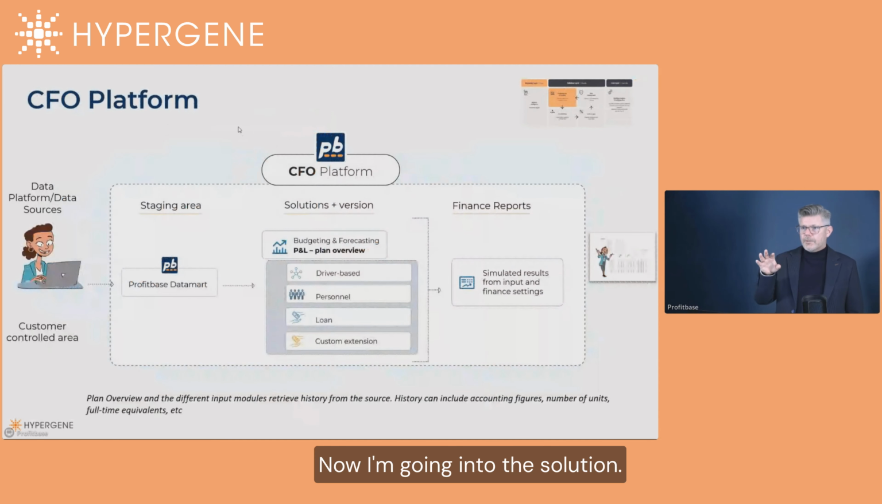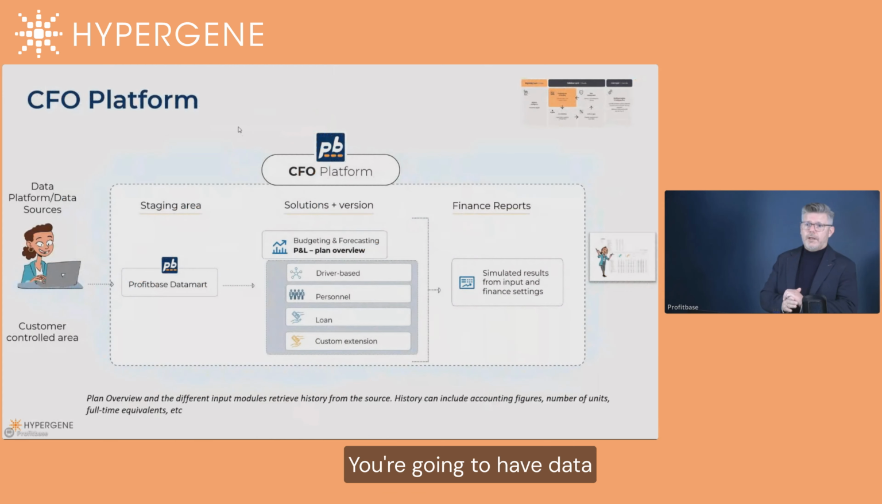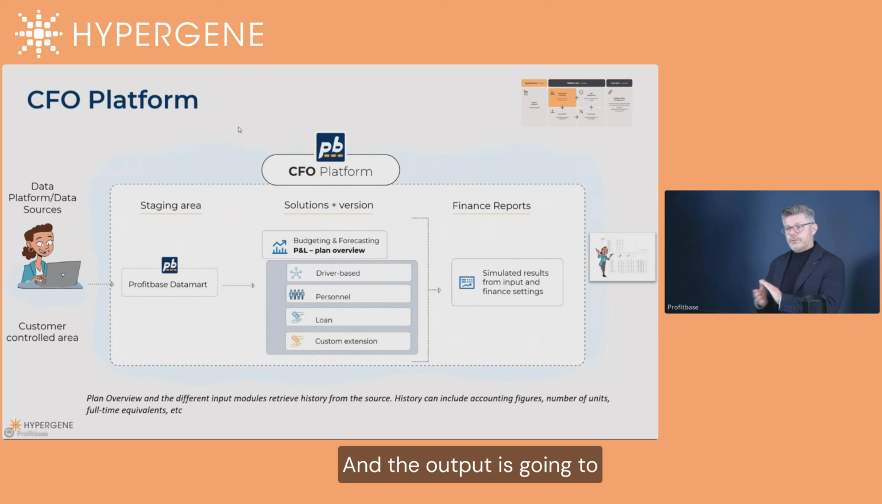I'm going to go into the solution now. So here is the concept. You will have your data coming in, your actuals and so forth, from your source system. You will then build your forecast and budget, and then the output from that would be the data sets that you're creating, the solution.